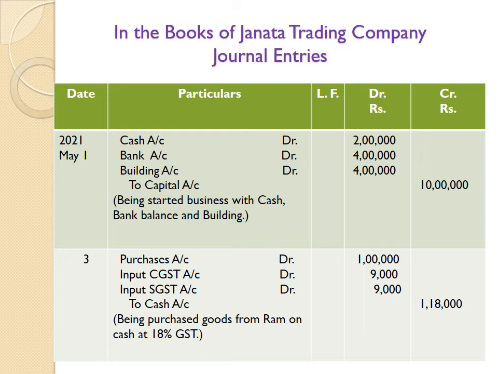This 18,000 has been distributed or divided between central GST and state GST. So 18,000 upon 2 is equal to 9,000. So 9,000 input central GST debited and 9,000 state GST is debited. So total recorded as 1,18,000, being purchased goods from Ram on cash at 18% GST.